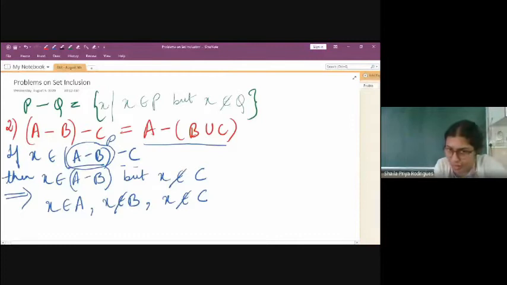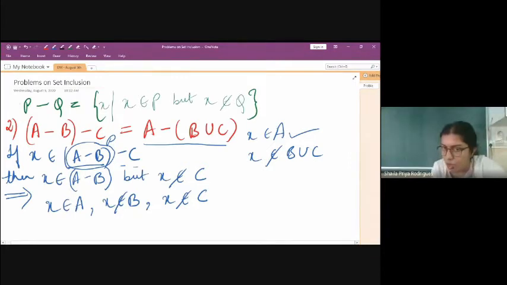Now, if x is to be in A minus B union C, first of all, by this definition of difference, x should be a part of A, but x should not be a part of B union C. Now this x is already in A, so the first condition is satisfied, x belonging to A. We still want x not belonging to B union C. How do we reach there from these two conditions that we have here?